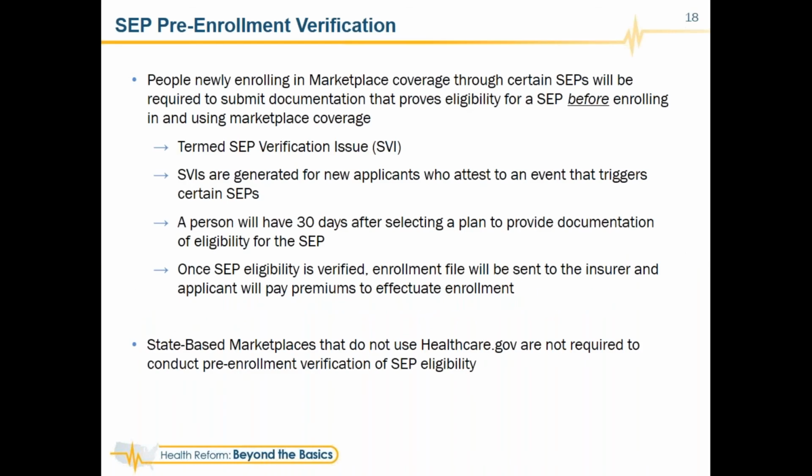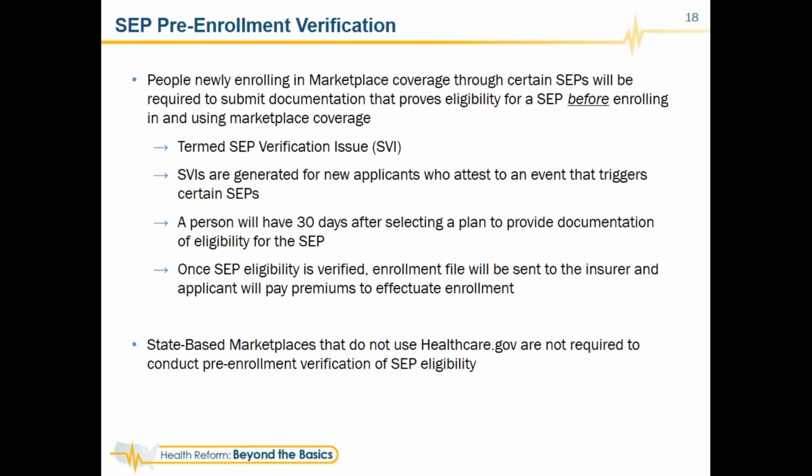So the new process is referred to as an SEP verification issue, or SVI for short, and I'm going to refer to it as SVI during the presentation. I know there's a lot of acronyms and it can get confusing, so I just really want to lay that out. SVI is what we refer to when there's an SEP verification issue. In other words, somebody has attested to having an SEP and is required to provide verification as proof of being eligible for that SEP.